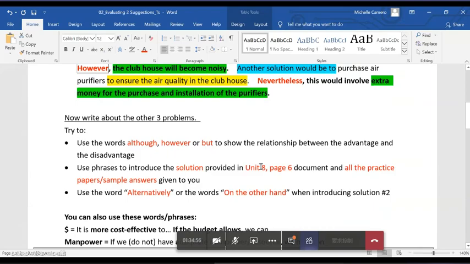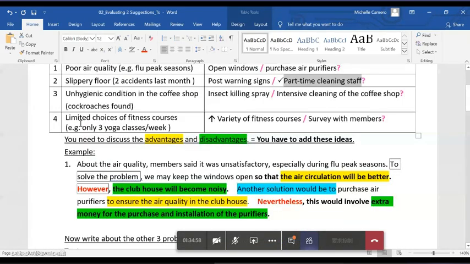All right, so last problem, problem 4, limited choice of fitness courses. That's the problem. More information is only 3 yoga classes per week. Then it says variety of fitness courses, survey with members. Now here, remember we were talking about verbs. What about here? They give you this up arrow. What does this mean? Remember we talked about this. We talked about this a long time ago in week 7, and I sent the document to you.